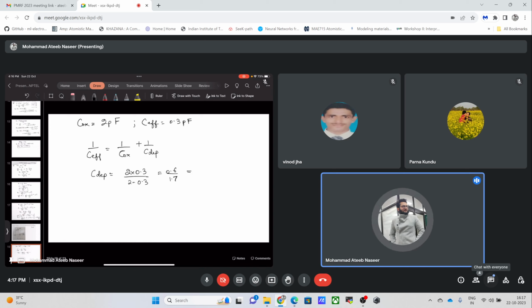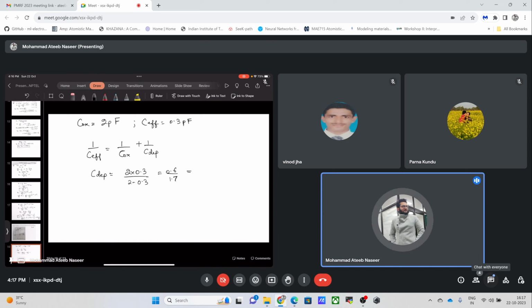Now moving towards this epsilon s value, how can we find out the area we need? Area is 100 into 100 micrometer, so the area is 100 micrometer square, or 10 to the power of minus 4 meter square, or simply 10 to the power of minus 4 centimeter square. Okay, this is the area.